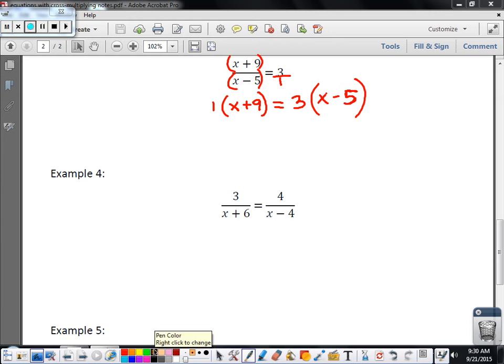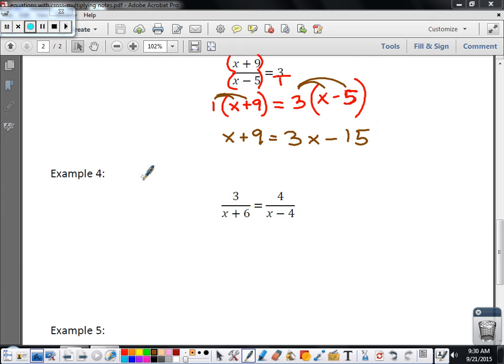So now I'm going to distribute twice. So let's do it. What's 1 times x plus 9? X plus 9. So x plus 9 on the left-hand side. Set that equal to, what am I distributing on the right-hand side? That 3. So 3 times x is 3x. 3 times negative 5 is negative 15.